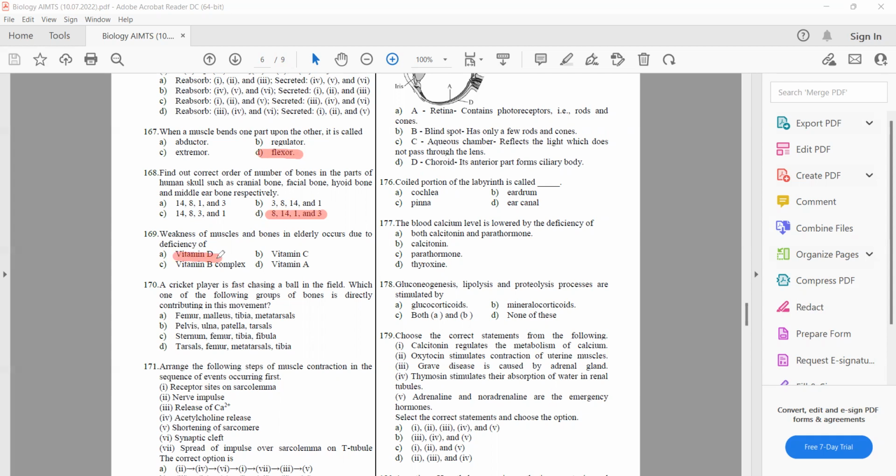Next question. So you can see here a cricket player, he is chasing a ball. So which of the groups of bones will be directly contributing to this movement? You can see tarsals, femur, metatarsals and tibia. So he is chasing a ball, so the movement you can observe will be there in the legs. So that will be the right one. Then 171.